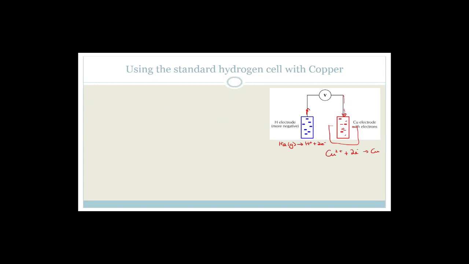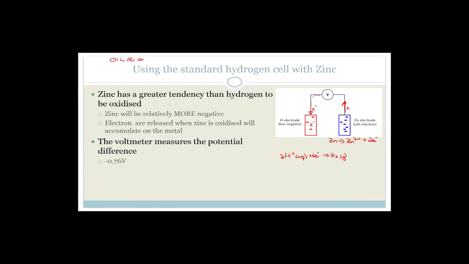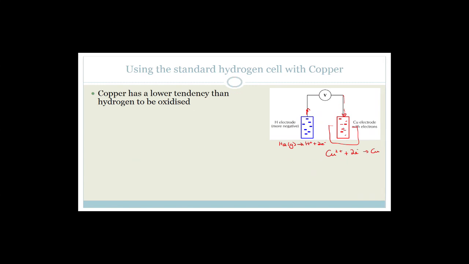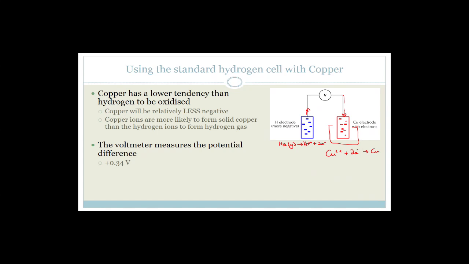In the previous example, the hydrogen plus ions are gaining 2 electrons to form hydrogen gas. Whereas here, we can see that the hydrogen gas is forming hydrogen ions plus the 2 electrons. Okay, so that means the copper is more likely to form solid copper than the hydrogen ions are to form hydrogen gas. And the voltmeter reading is going to be 0.34.